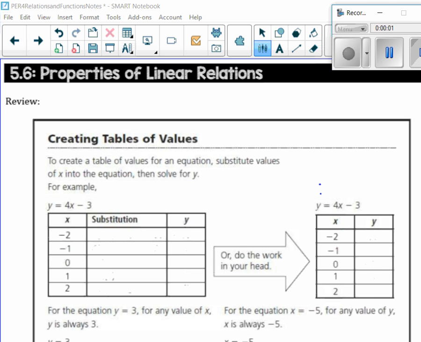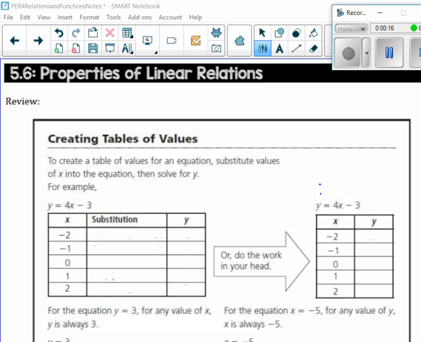You should recognize this from, say, grade 8 and grade 9, grade 9 especially. So I don't know about this middle column for substitution, but essentially all you're doing when you have the x is you're substituting the x to get the y, right? Because the y depends on whatever the x is.